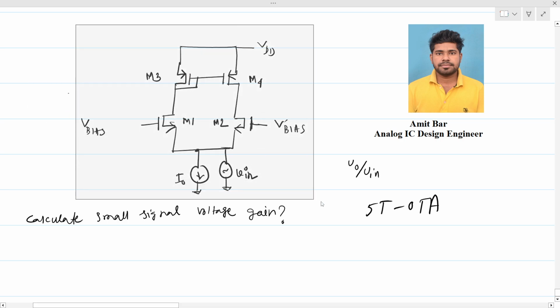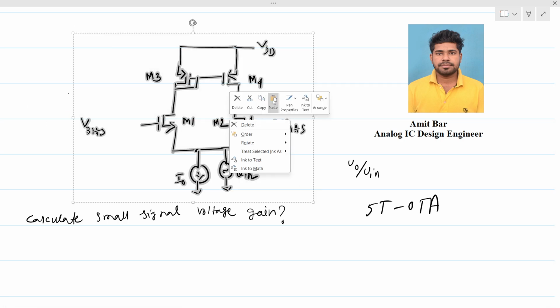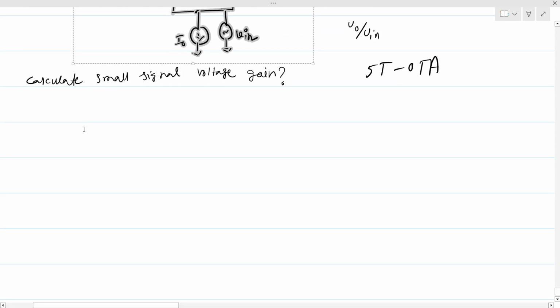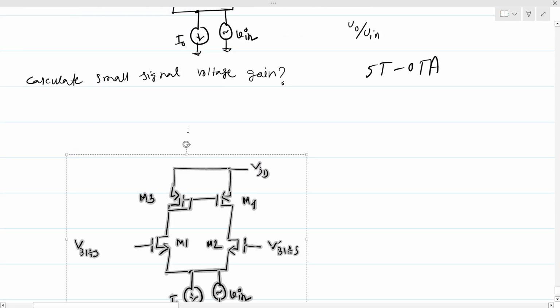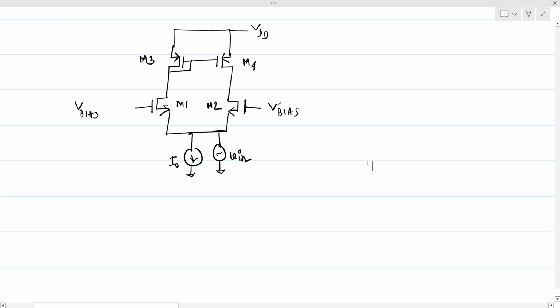So let's see what is the DC bias condition of this circuit. Okay. So we can paste it. So in DC bias, what will be the picture? So here this is AC small signal, so this will be deactivated. Okay. So it will be short circuited, right? So it will be grounded. So what do you think? Is this circuit biased properly? Biased properly or not?